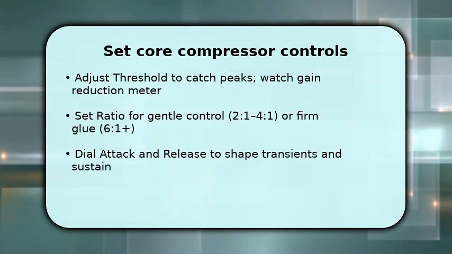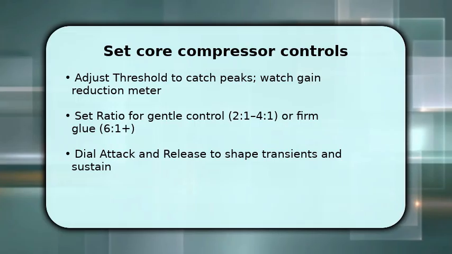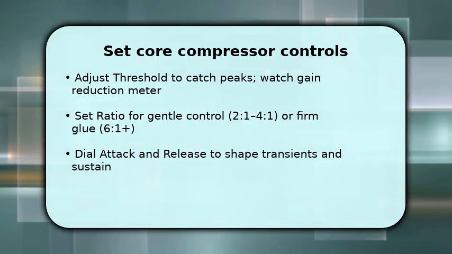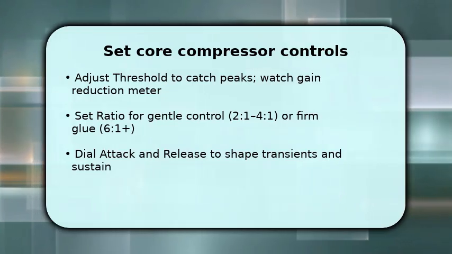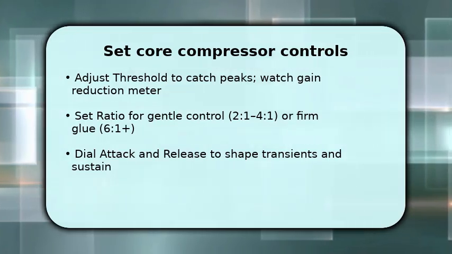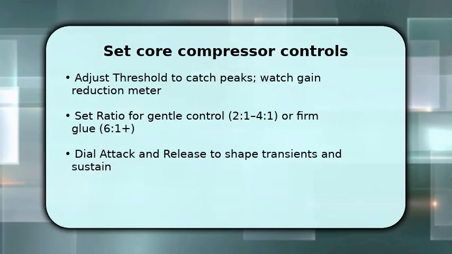Now you shape how the compressor reacts. Lower the threshold until the gain reduction meter shows action on louder passages. This determines what gets compressed. Then choose a ratio, use 4:1 for transparent control, higher if you need obvious limiting.